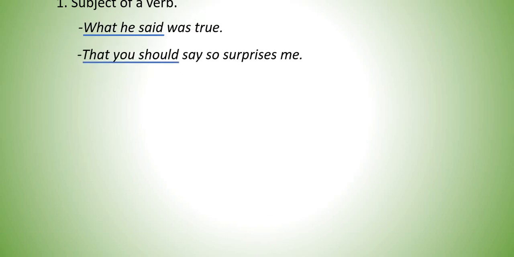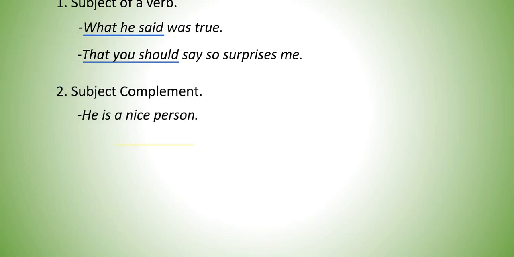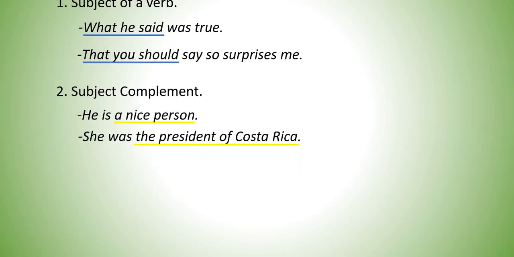Another example is: surprise me. So you find the subject and the verb. As a subject complement, we have: he's a nice person. A nice person will be the subject complement, because after it we have the linking verb is. She was the president of Costa Rica. It will be the same, because we have was, the linking verb. It refers to the same person.